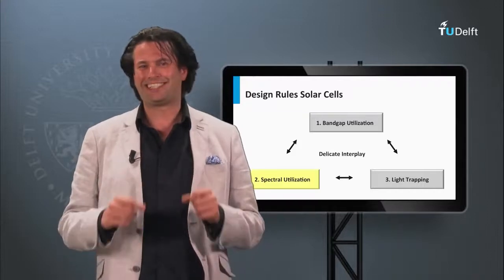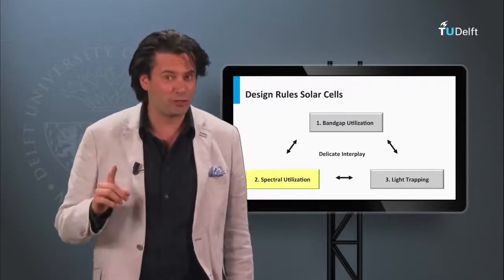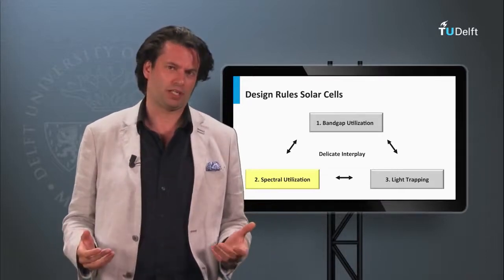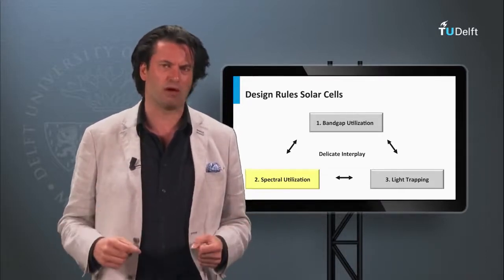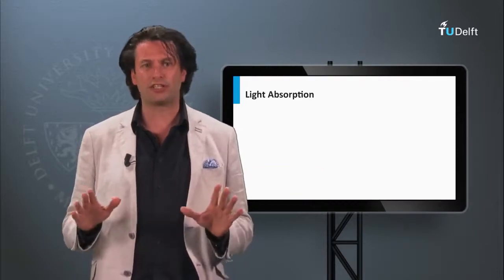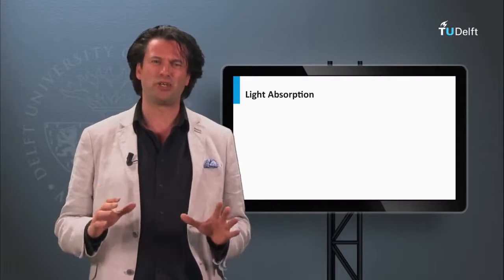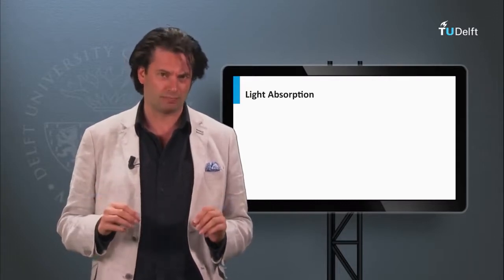We discuss the second design rule, spectral utilization. How is spectral utilization determined? We will discuss this in the coming two blocks. Let's consider a single junction solar cell in which the absorber layer is a material with a certain bandgap energy.